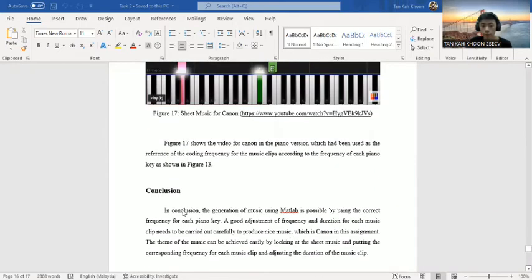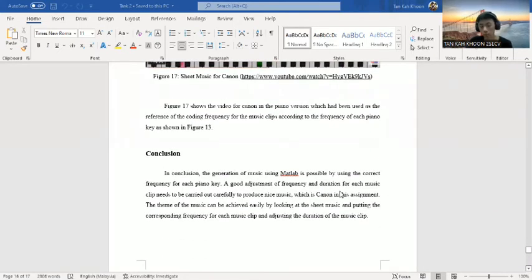It is the piano version. So, in conclusion, the generation of music using the melody is possible by using the correct frequency for each piano key. A good adjustment of the frequency and duration for each music clip needs to be carried out carefully to produce nice music, which is the Canon in this project. The theme of the music can be achieved easily by looking at the sheet music, putting the corresponding frequency for each music clip and adjusting the duration of the music clip.